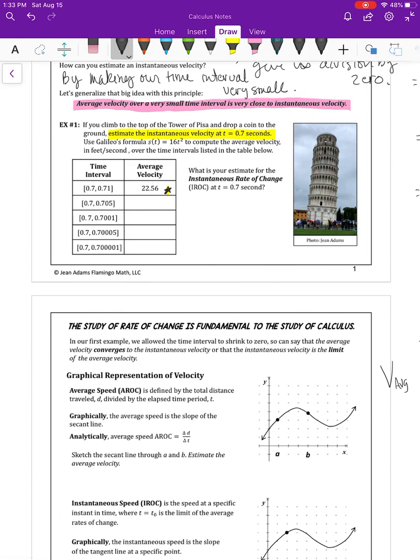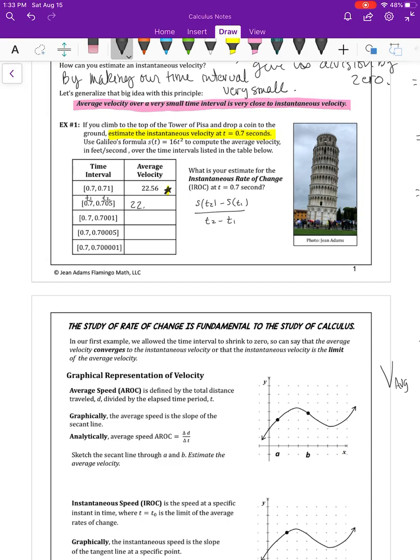Now go ahead and pause the video, and I want you to do the same thing for these. Remember, this is going to be your t1 and your t2, right? So when you go to calculate, it's going to be your S of t2 minus S of t1 divided by t2 minus t1. So you're going to be using that formula and calculating those. Go ahead and pause your video and then come back and we'll see if we got the same values.